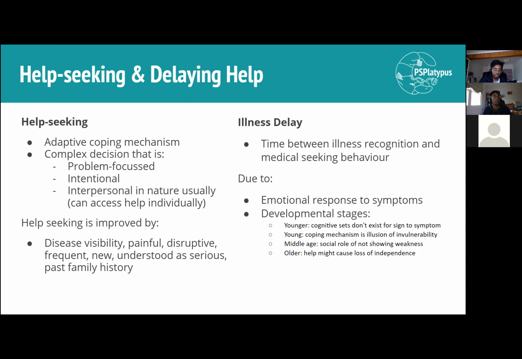And in terms of diseases, help seeking is improved if it's visible, painful, destructive, frequent, if it's novel, if it's understood as serious, and if there's past family history, so you have prior understanding of it. Also, for all this stuff, it's best if you understand it instead of remembering a list of it, because when you do multiple choice questions in exams, it's less so about recalling, but rather recognizing. So if you understand how a disruptive disease will improve help-seeking behavior, that's enough.